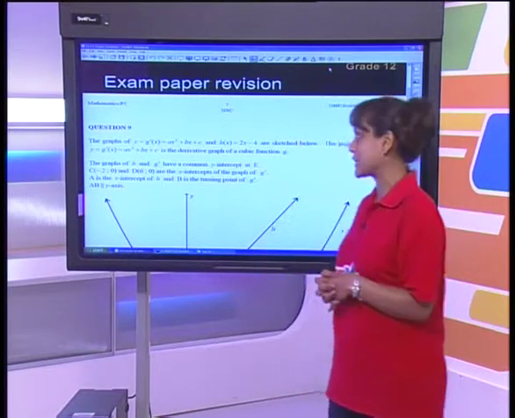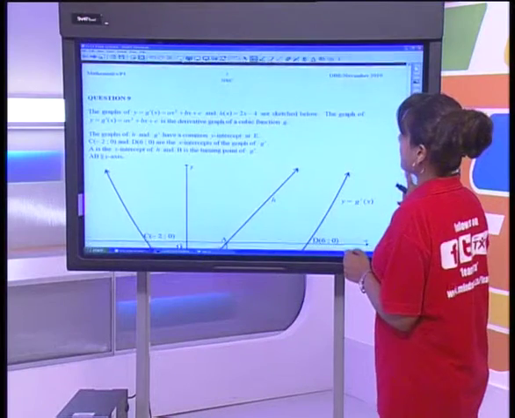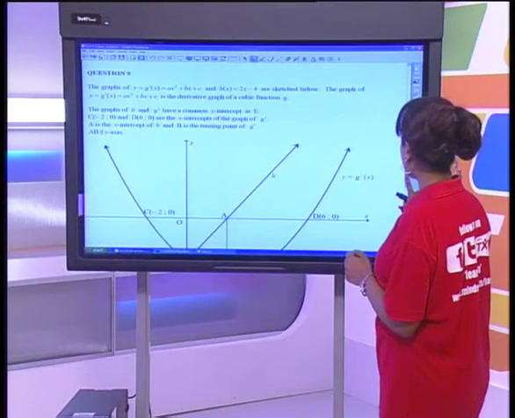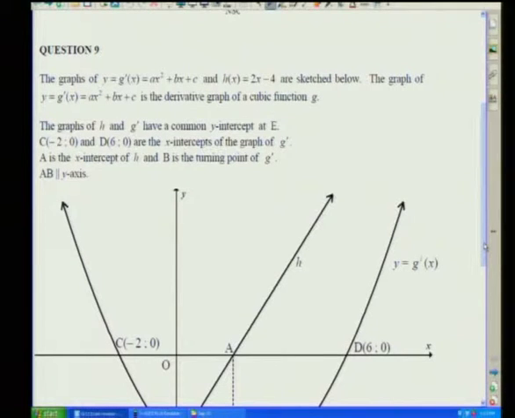All right, so let's get to it. This question comes from the November 2010 paper, and hopefully you guys can read that. I will read it out to you, and I will try and get the graph and all of that in focus as we go on. Okay, so it says that the graph of y is equal to g dash x, g dash x being the derivative graph, guys. So they tell you the derivative graph is ax squared plus bx plus c.